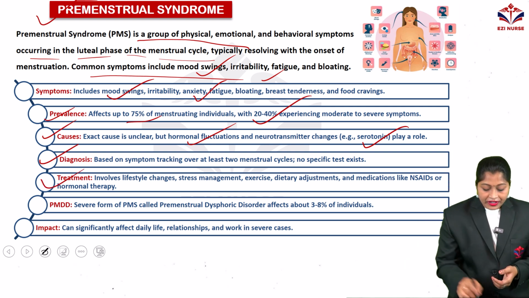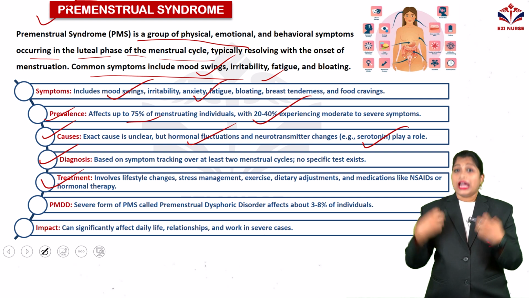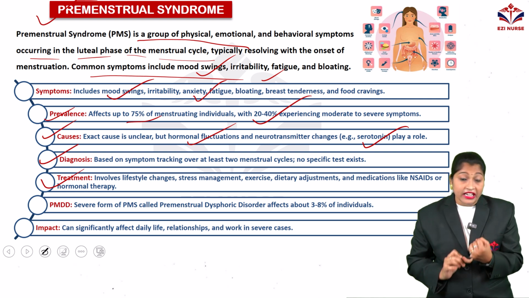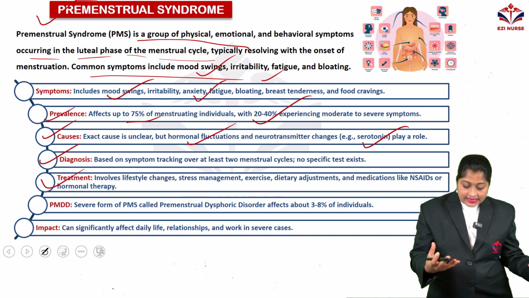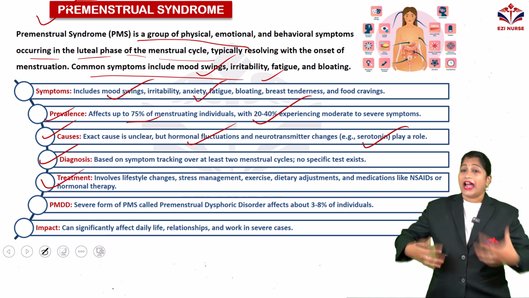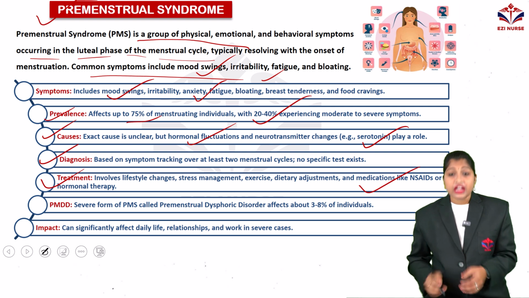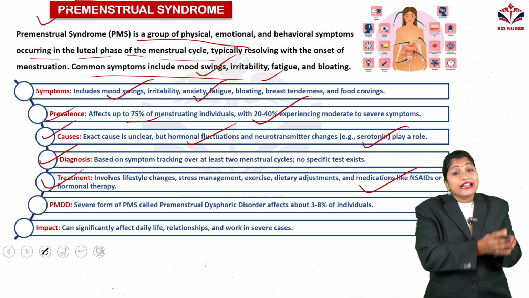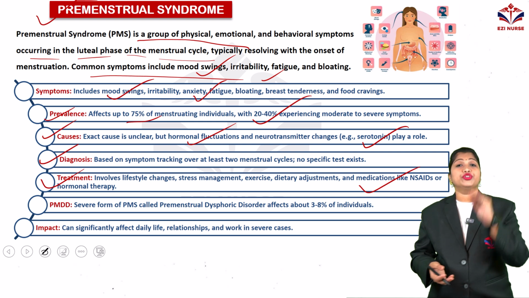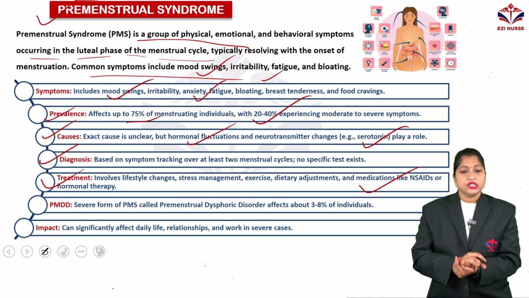So let's see what the treatment options are. It involves lifestyle changes, the way your activity is: how well you are exercising, how well you are managing your stress, and your dietary adjustments. Medications like non-steroidal anti-inflammatory drugs or hormonal therapy are given in order to decrease these premenstrual symptoms.